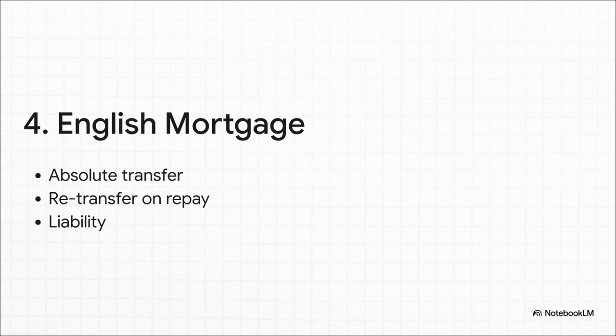Number 4, English mortgage, Section 58E. The features are absolute transfer of property, condition to retransfer on repayment. Personal liability exists, usually fixed date for repayment. I need you to write down absolute transfer very clearly. This is exactly what differentiates it from the simple interest transfers we just covered.